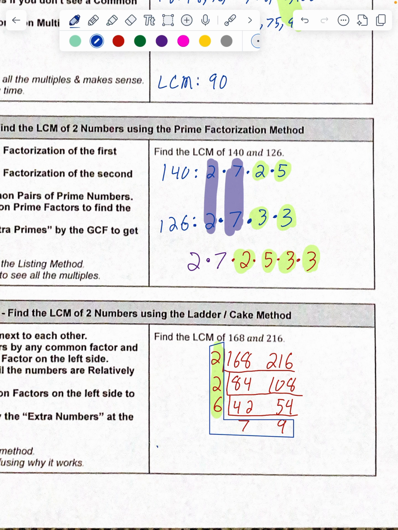So your LCM is going to be 2 times 2 times 6. And then we're going to be multiplying times the 7 that's left over, times the 9 that's left over.